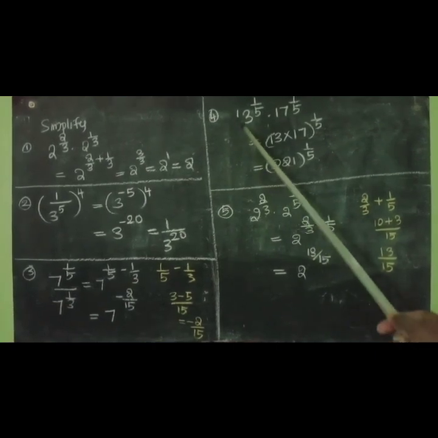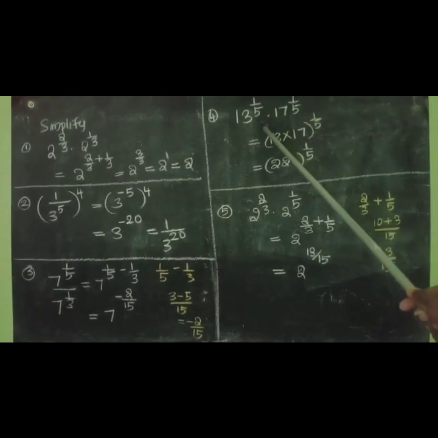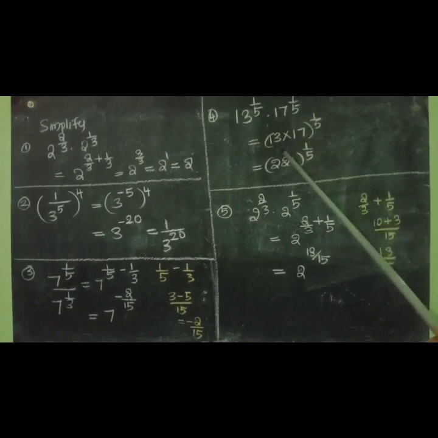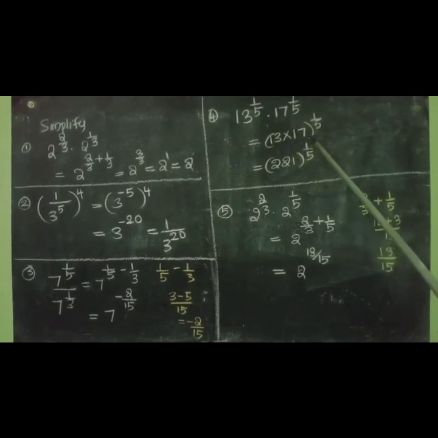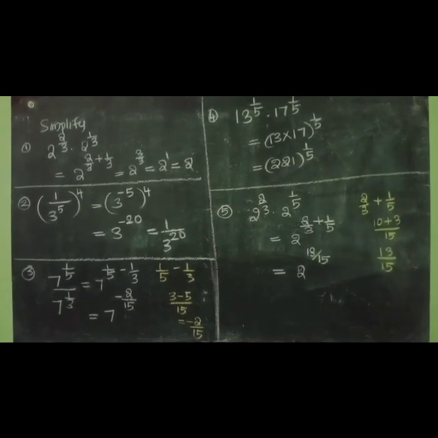Next question, 13 raised to 1 by 5 into 17 raised to 1 by 5. Here the law is a raised to m into b raised to m equal to ab whole raised to m. So 13 raised to 1 by 5 into 17 raised to 1 by 5 equal to 13 into 17 whole raised to 1 by 5. That is equal to 221 whole raised to 1 by 5.